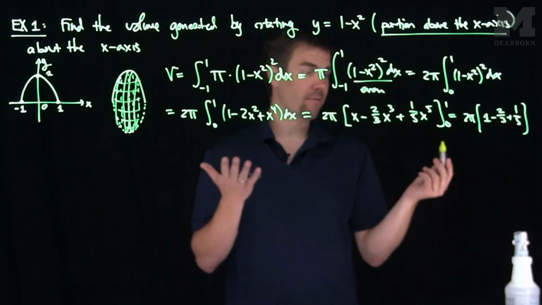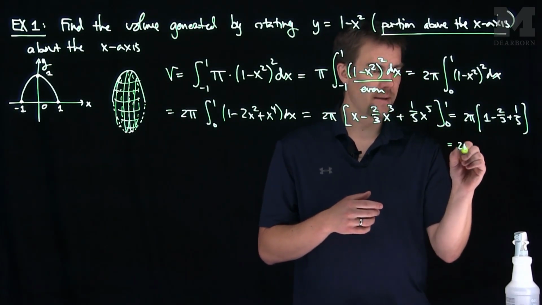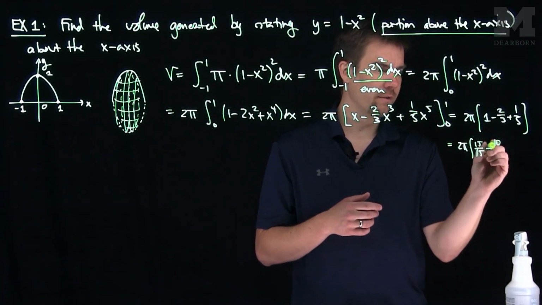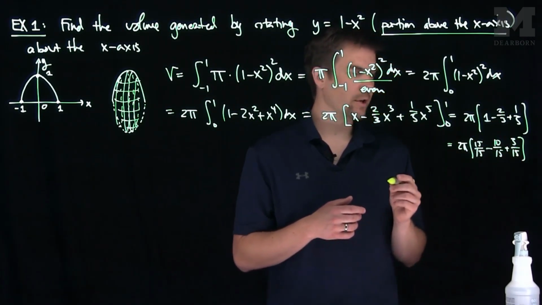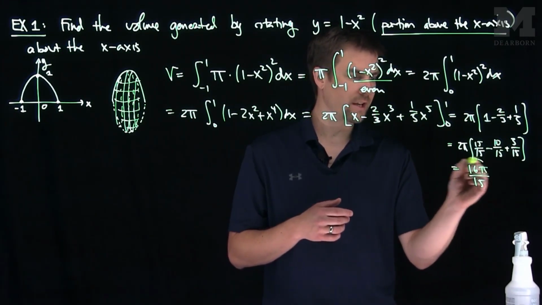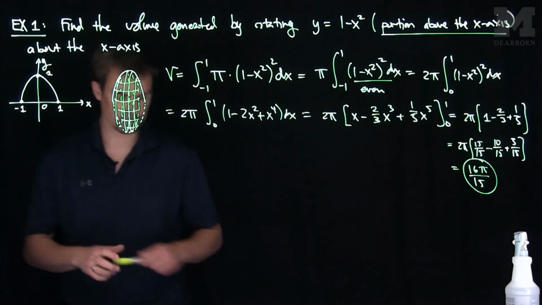And when I plug in 0, I have nothing. So let's put everything in terms of 15ths. So this will be 2 pi, and then 15 over 15 minus 10 over 15 plus 3 over 15. And so that will be turned into 8 over 15. So I'm going to have 16 pi over 15 as my final answer. Let's see another example.